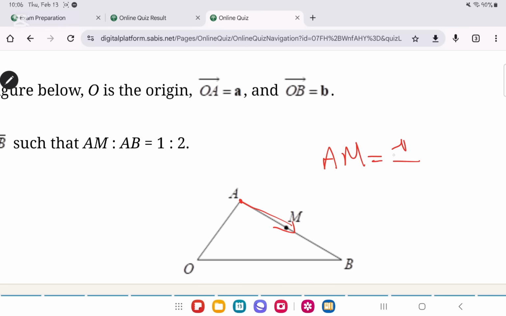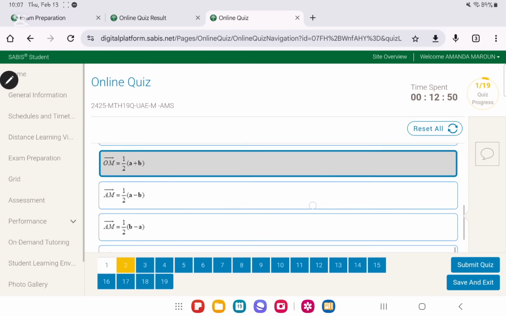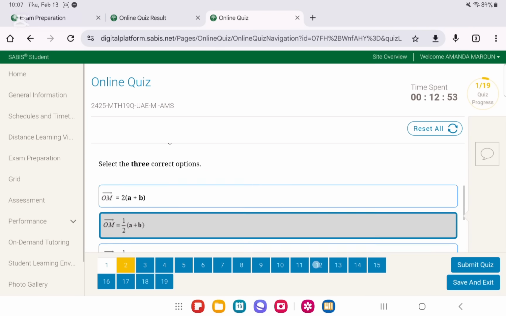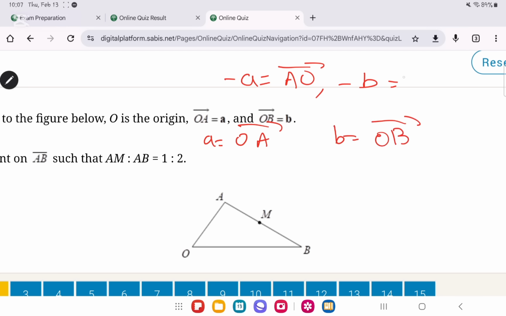AM is equal to half of AB. Okay, but let us see what are the options they have given us. They said that AM is equal to half of A minus B or B minus A. Whenever they say minus A or minus B, that simply means the opposite. So if A is equal to OA, then minus A is equal to AO. If B is equal to OB, then minus B is equal to BO. Very simply, this is what it means.